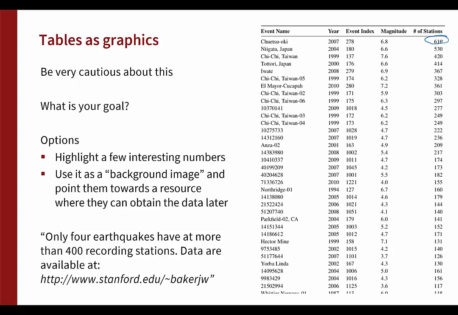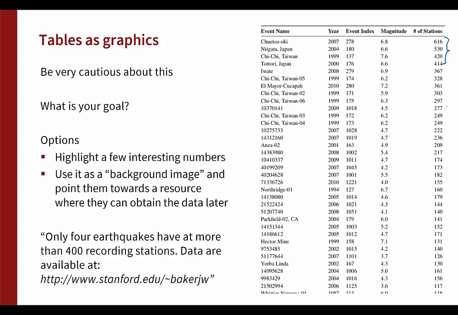If I had this up, I might say something like, oh, there are only 4 earthquakes in my data set that have more than 400 recording stations. You can see that the top 4 have more than 400, and the rest of them have less than 400, right? I could still say that in words, but maybe the table helps make that a little bit more concrete.